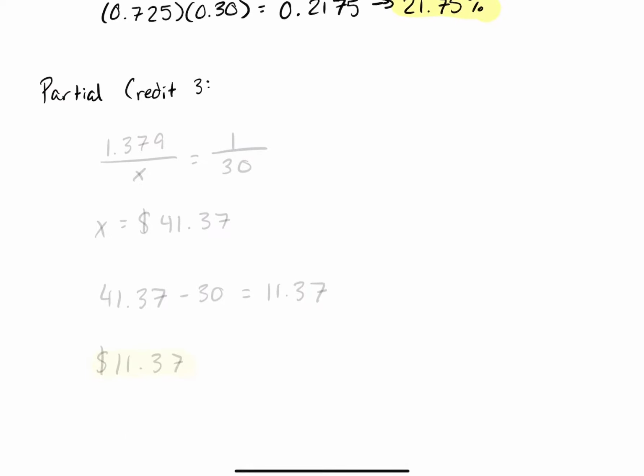For partial credit 3, I started by setting up some fractions, which would be the improvement factor over the cost of the system. Solving for x, we get $41.37. And this is the cost of the whole system.